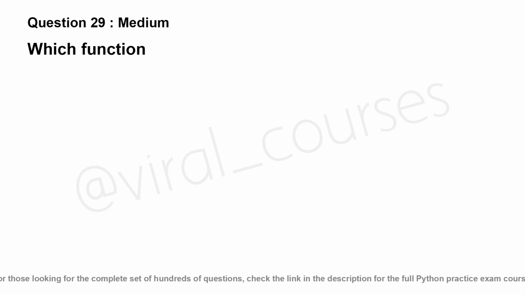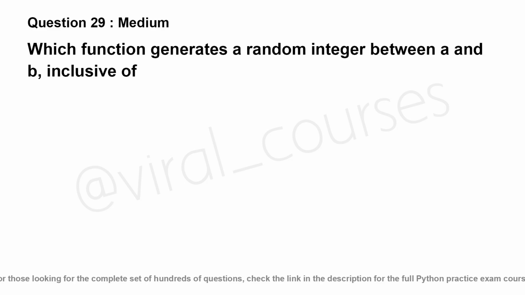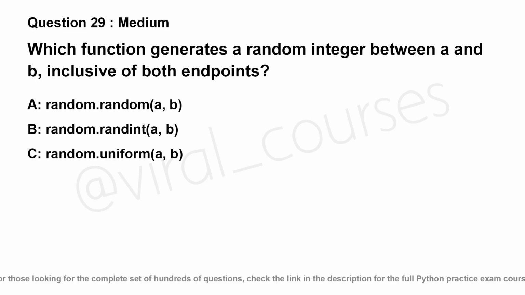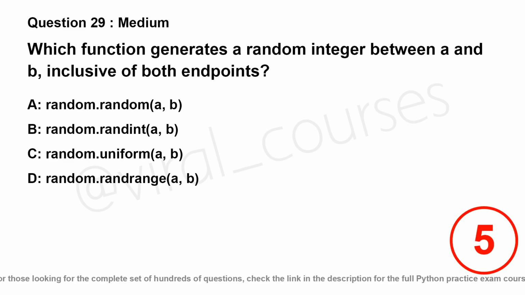Which function generates a random integer between a and b, inclusive of both endpoints? Option A. random.random(a, b). Option B. random.randint(a, b). Option C. random.uniform(a, b). Option D. random.randrange(a, b).